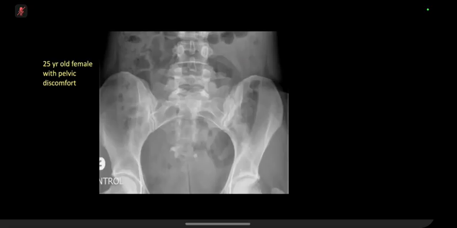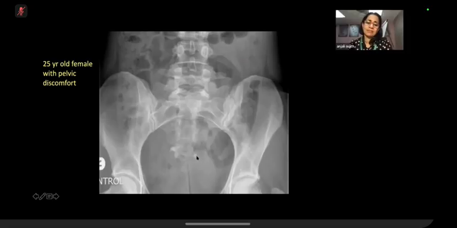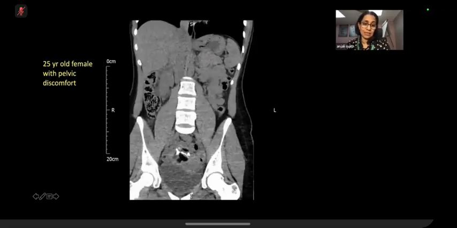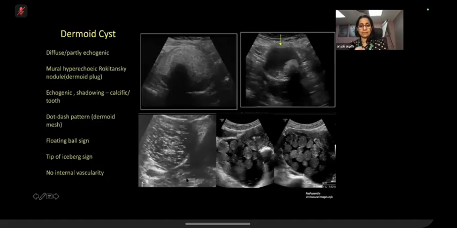Yeah, if you stretch your imagination, you can actually see that this looks like a tooth-like configuration. I don't know if it's that clear on your screen, but in a female, if you see this kind of dense calcified opacities, you have to think of dermoid in the differential. And yes, CT did show a dermoid with calcification and fat density.